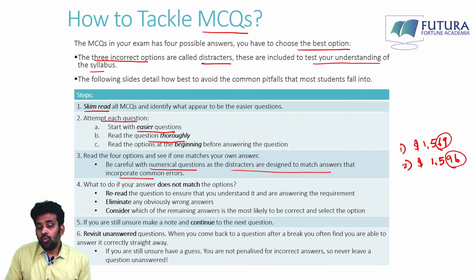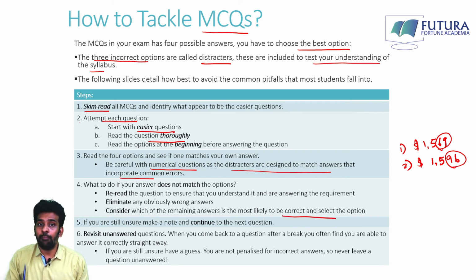Step number 4, what to do if your answer does not match the options. Reread it. You start with a fresh mind. Go back, reread the entire question, ensure that you are understanding it and you are answering the requirement. Eliminate any obvious wrong answers. If you feel that the option that is given is 100% wrong, skip it. You know that's the wrong answer. Look at the next option. Consider which of the remaining answers is most likely to be correct and then select the option.